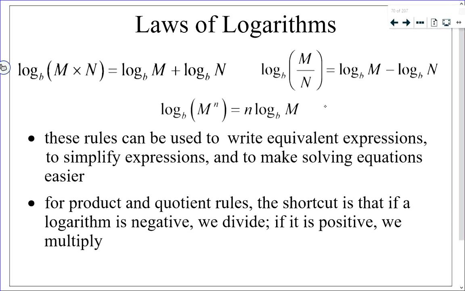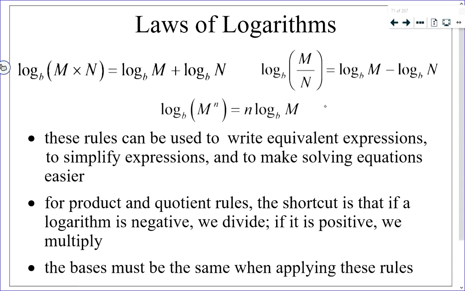Remember that I've shown you this shortcut that for the product rule, if you have a logarithm that's negative, you divide by that argument when you put it all together as a single logarithm. But if the logarithm is positive, you multiply by that argument. The bases have to be the same when you apply these rules. So when you take a look at the product law, log base b of m times n is log base b of m plus log base b of n. If those two bases are different, you cannot apply these rules.